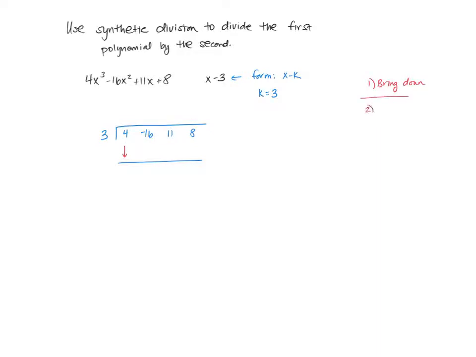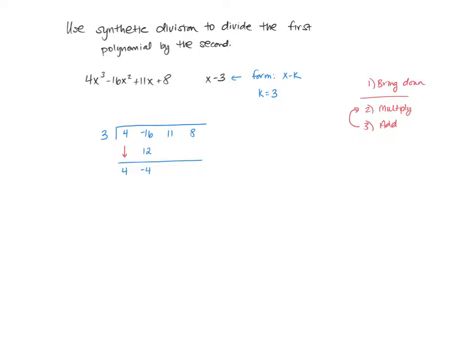Then after that, the pattern is that we multiply, and then we add, and then we go back, we multiply, and we add, we multiply, and we add. So first, on this one, we would bring down our 4. Now we want to multiply 3 times 4, and we're going to write this in the second column underneath the negative 16. So we write a positive 12. Then we add: negative 16 plus 12 gives us a negative 4.